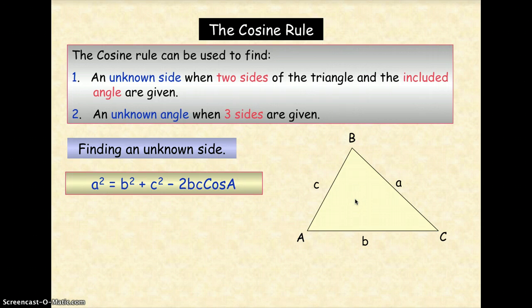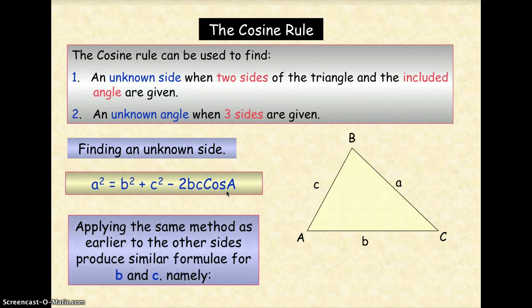You can change the cosine rule depending on which is your missing side. What you need to remember is that the angle corresponding to the missing side should be given. In this case, if you're looking for side A, angle A should be given to you. You should know the value of angle A. Then, given the values of sides B and C, you can use a squared is equal to b squared plus c squared minus 2 times b times c times cosine A.